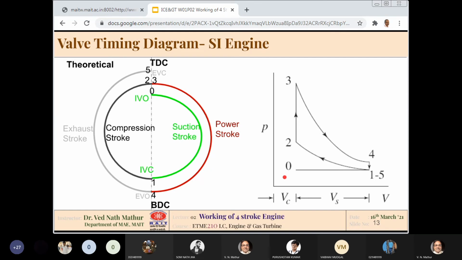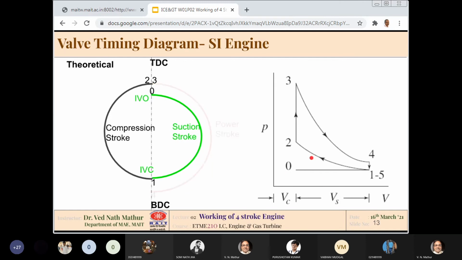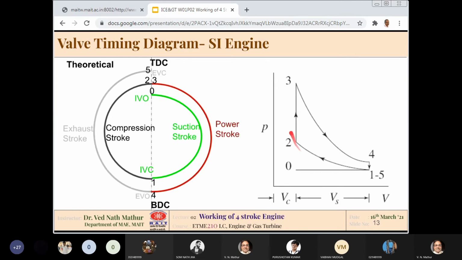Otherwise I would have taken this later in the course, but since your lab class is tomorrow, do see in the lab how to draw the valve timing diagram. Okay, so we skip this portion, the working of a CI engine and the working of a two-stroke engine, and we take this portion earlier only because you can do this experiment, or you can see how this experiment can be done in the lab tomorrow.